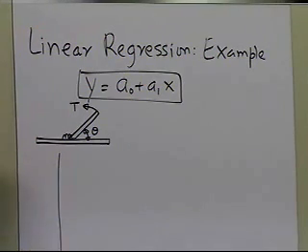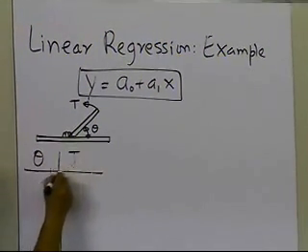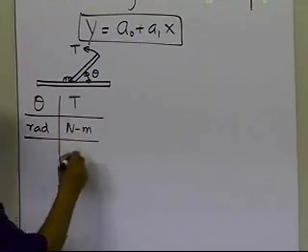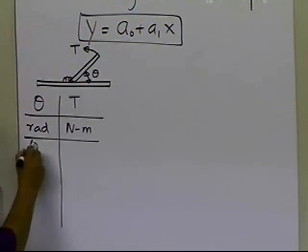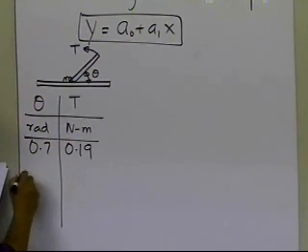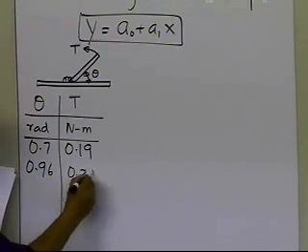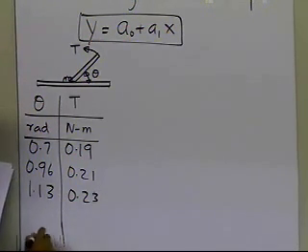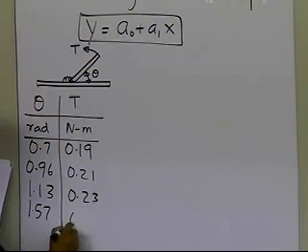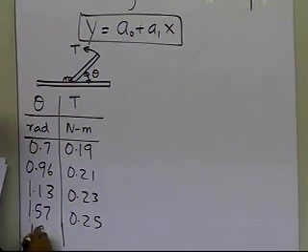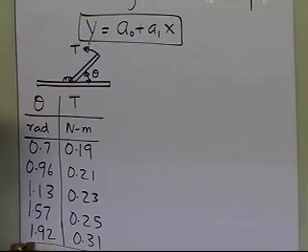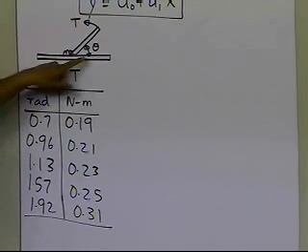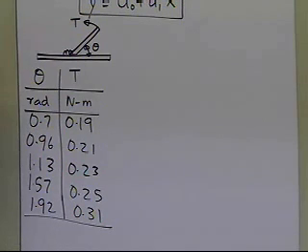And the data is given as follows. You have theta here, and you have torque here. The theta is given in radians, torque is given in Newton meters, and this is the data. 0.7, 0.19, 0.96, 0.21. At 1.13 radians, the torque which needs to be applied is 0.23. At 1.57 it is 0.25, and at 1.92 it is 0.31. So at different angles of theta, given in radians, you have to apply this much torque for the arm to open up to that particular angle.